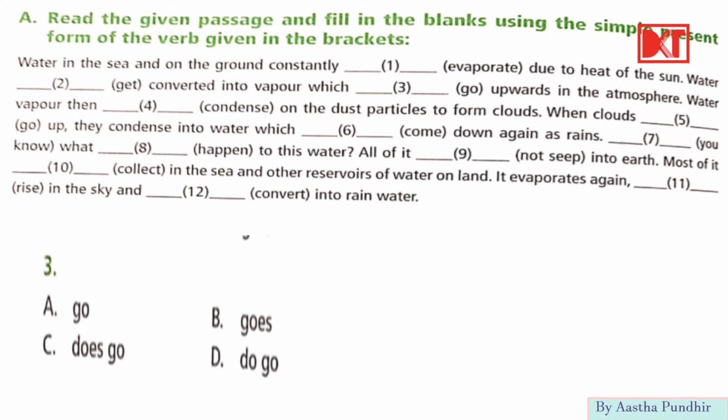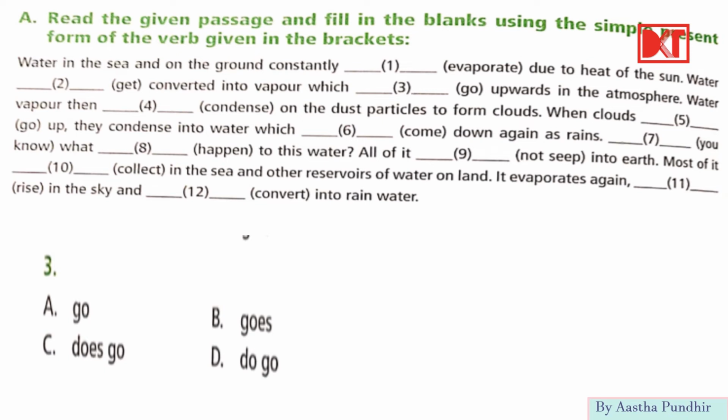Water gets converted into vapor which dash upwards in the atmosphere. The options are A. Go. Water gets converted into vapor which go upwards in the atmosphere. B. Which goes upwards in the atmosphere. C. Which does go upwards in the atmosphere. Or D. Which do go upwards in the atmosphere. So here the correct answer is B.